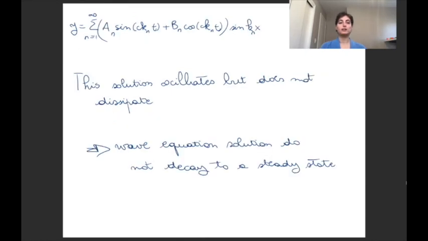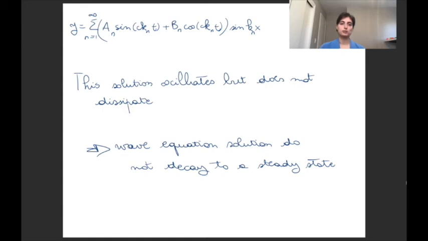If we look at the final solution, if we place all of this together, I would like to point out some properties of this solution. We have y being an infinite sum of, in x, something that is a sine, and in t, something that is a combination of sine and cosine. This solution oscillates both in space and in time, but it does not dissipate. There is no term that is decreasing over time. There are only terms that keep oscillating with the same width all the time and all the space.